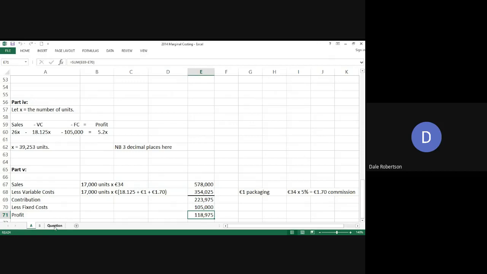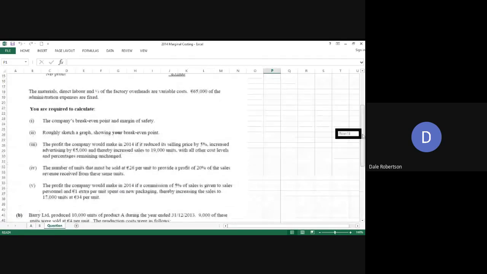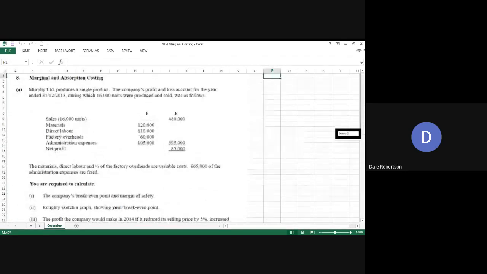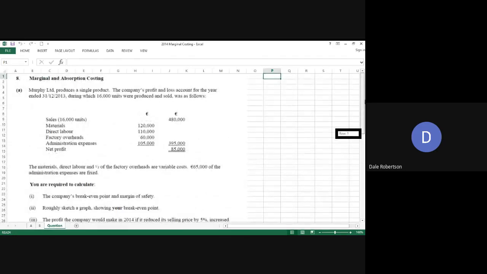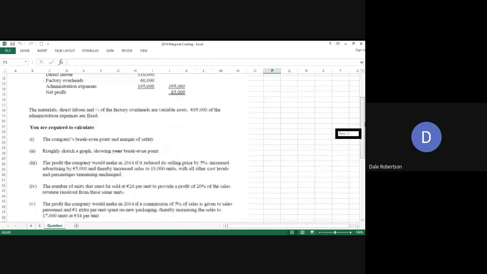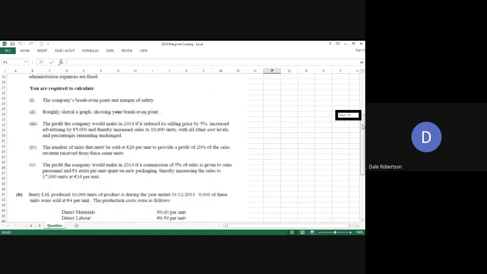That is part A of the question done, and the majority of the marks in this question were for part A, and that's kind of a standard marginal costing question with, let's say, a tricky part 5 and a new graph in part 2. You need to be aware of those. Now, in we go to part B of this question.